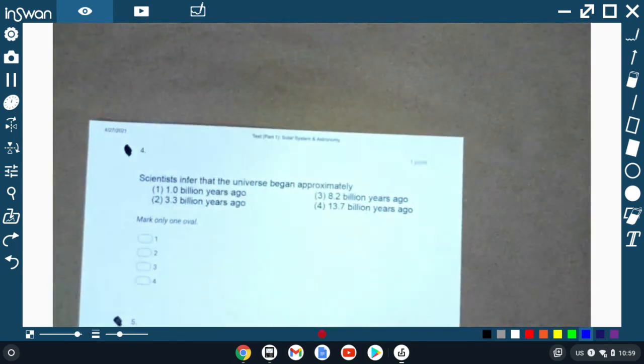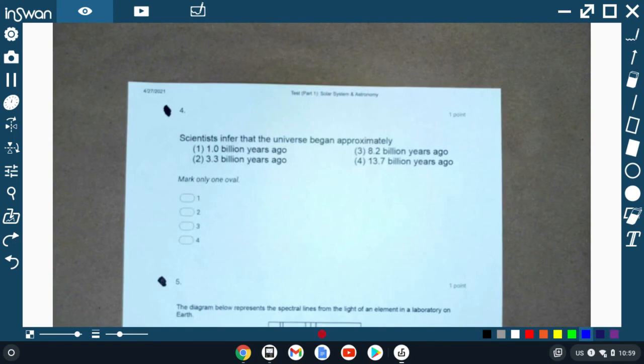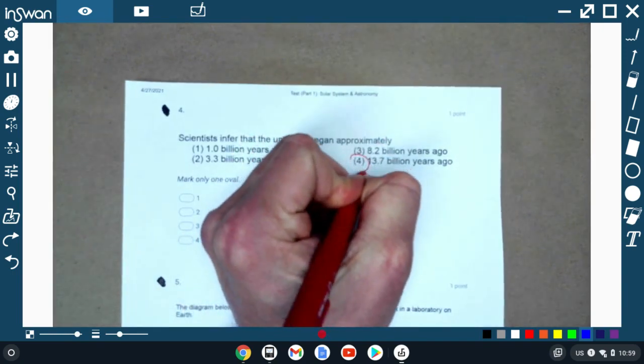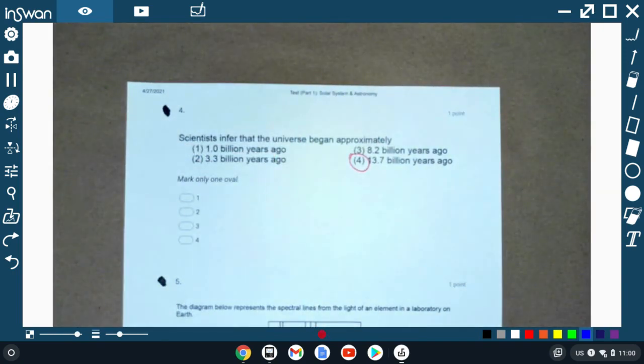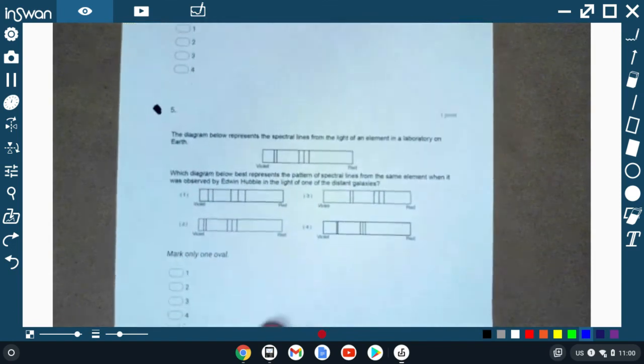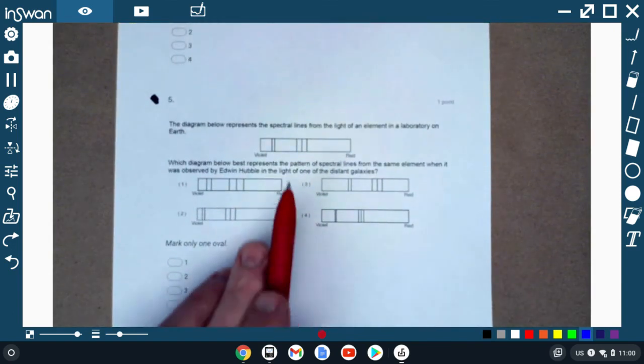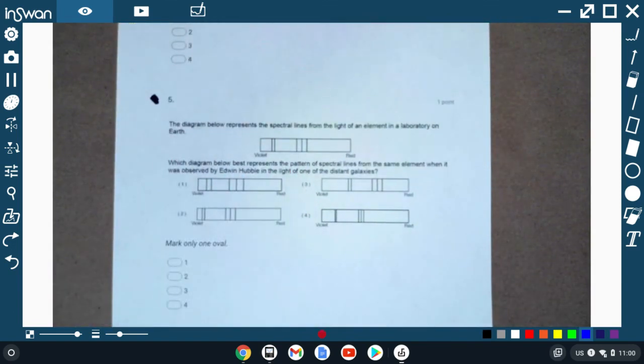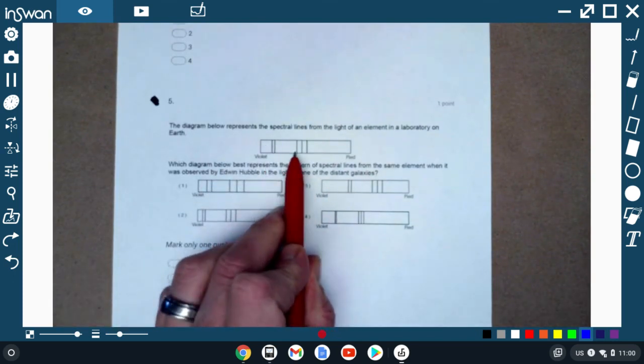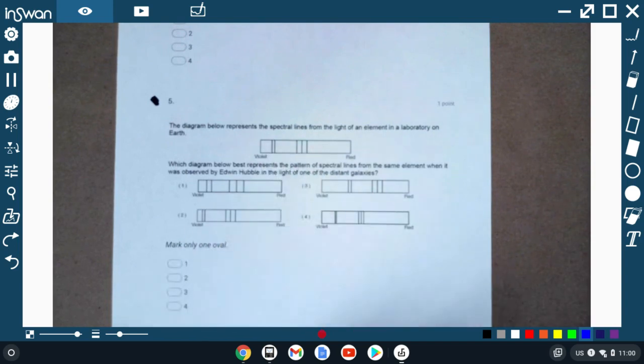Let's go to question 4. Scientists infer that the universe began approximately, and this is directly from our notes, approximately 13.7 billion years ago. Now, question number 5. We have a little diagram here, so let's read some information. The diagram below represents the spectral lines from the light of an element in a laboratory on Earth. So we know that a certain element emits lines 1, 2, 3, 4, 5 in this pattern.